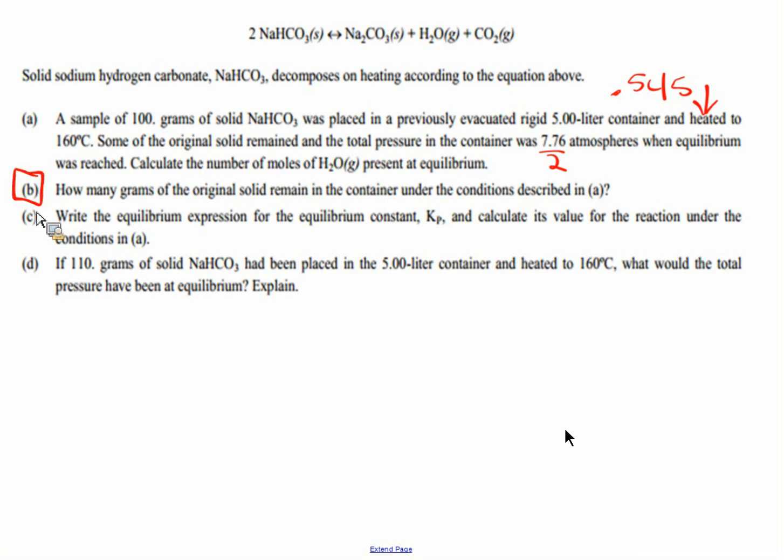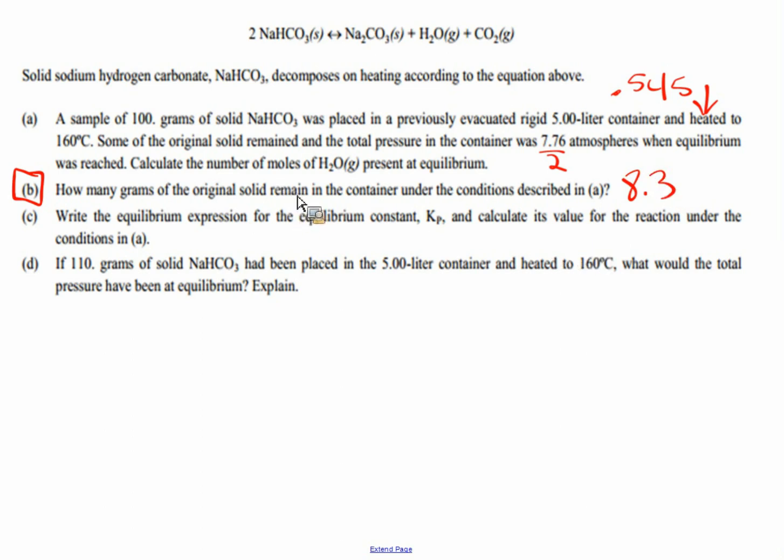Part B. How many grams of the original solid remain in the container under the conditions described? Did anyone put 91? Because they're wrong. Lots of people did. Why would you put 91? Because they forgot the last step. 91 is the grams that are used up. And it's 91 point something. So you should end up with like 8.7. How do you end up with that? I'm going to show you.